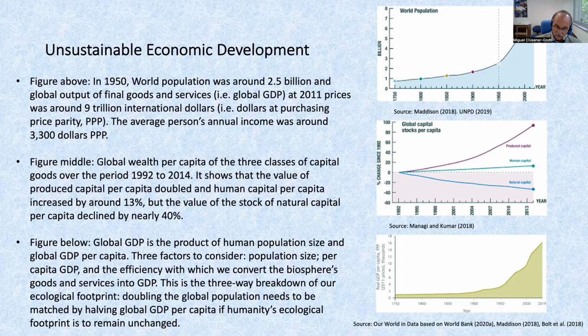So, and when you see the GDP as a product of human population size and global GDP per capita, you can say that it converts biosphere goods and services into GDP. This makes the ecological footprint, that sees our impact on nature and how we pay for this increase of human capital and produced capital.